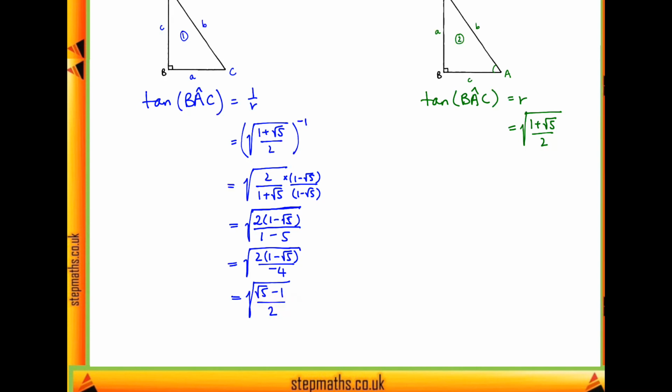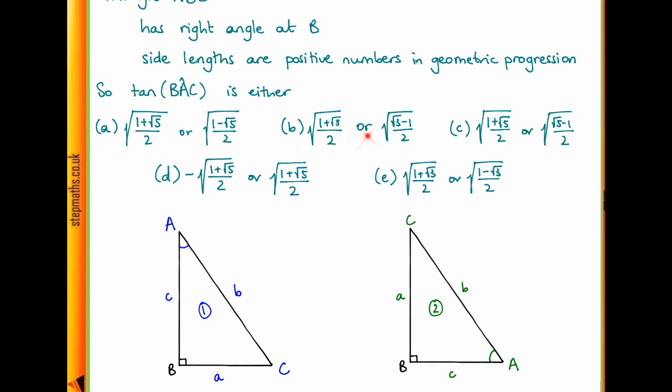So the two possibilities for our tan are either root 5 minus 1 over 2, all square rooted, or the square root of 1 plus root 5 over 2. And if we look at all of our solutions, that's actually option C.